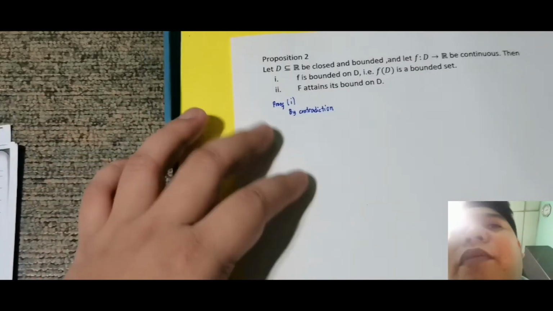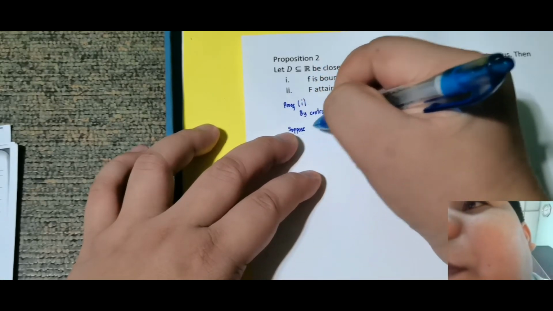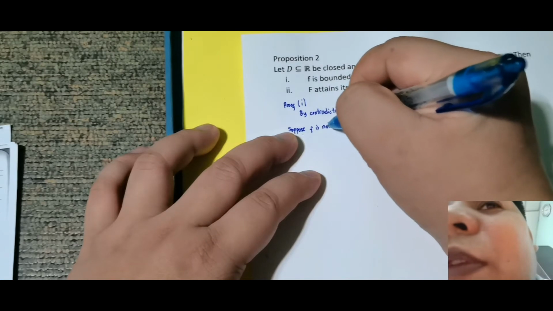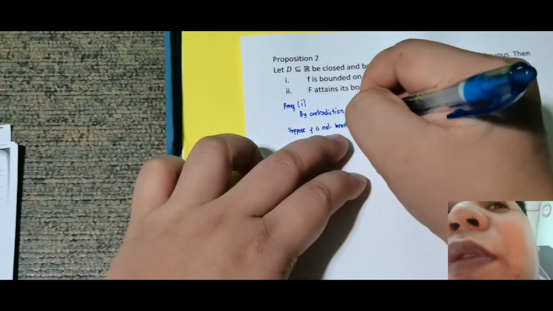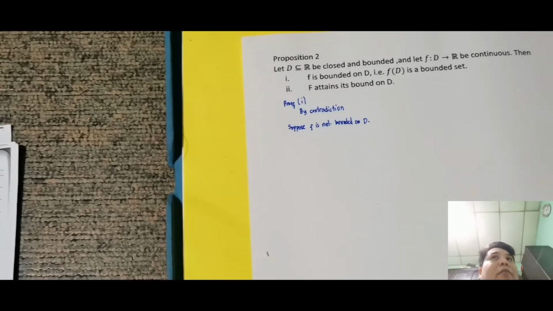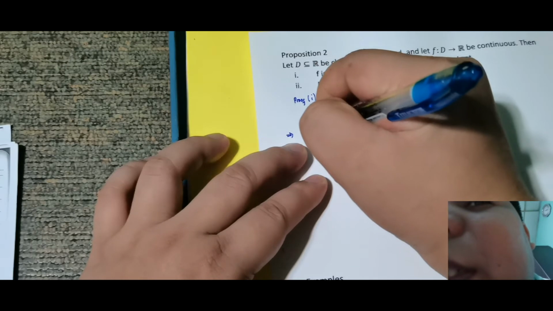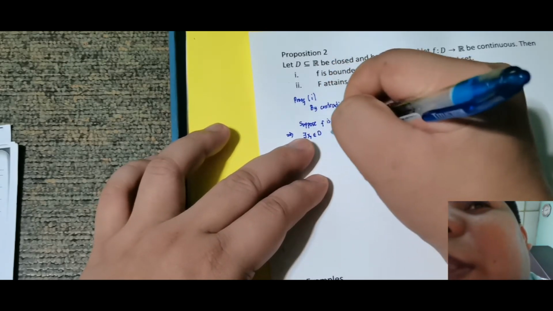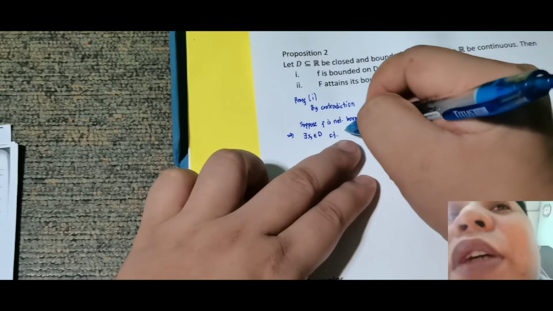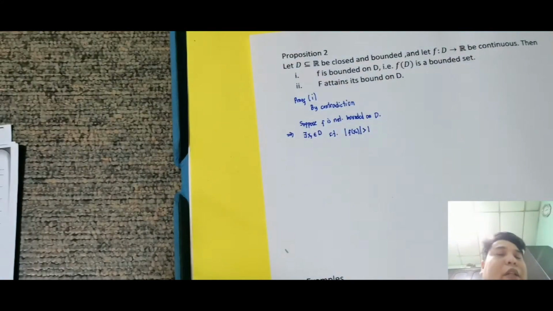Okay, so check natin. Suppose F is not bounded on D, sa domain niya. Okay? So, kung ganun nangyari, ano ba ibig sabihin? Marami possible na mangyari. This implies there exists x sub 1 element ng domain such that yung absolute value nung f of x sub 1 is greater than 1. So, assuming lang may isang ganon.